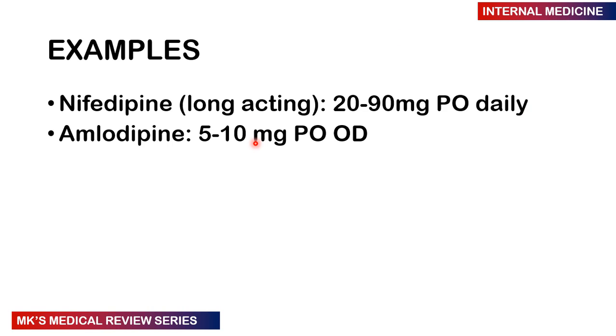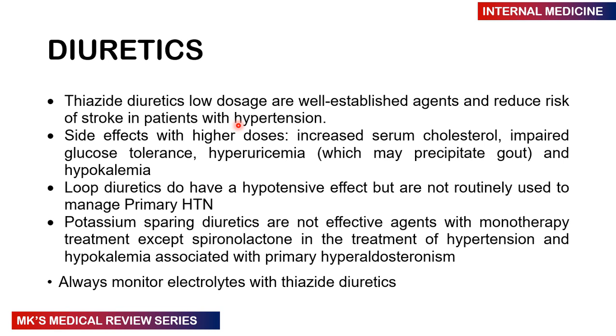Then amlodipine usually starts at 5 milligrams to 10 milligrams, so 5 milligrams once a day or 10 milligrams once a day. Or we can give 5 milligrams twice a day. But usually it's better to give it as once a day in the evening. Then we'll come to the diuretics.